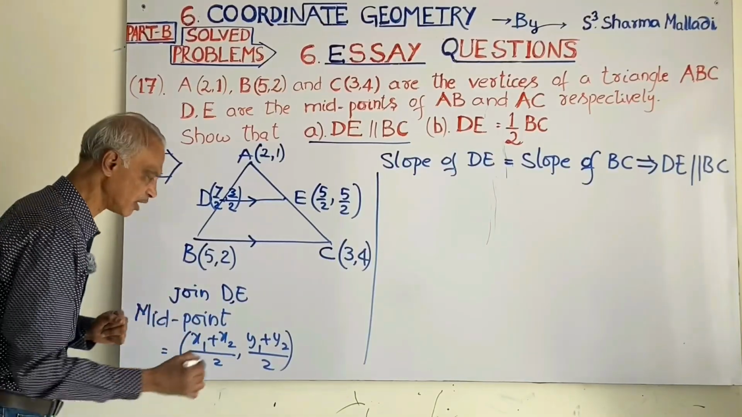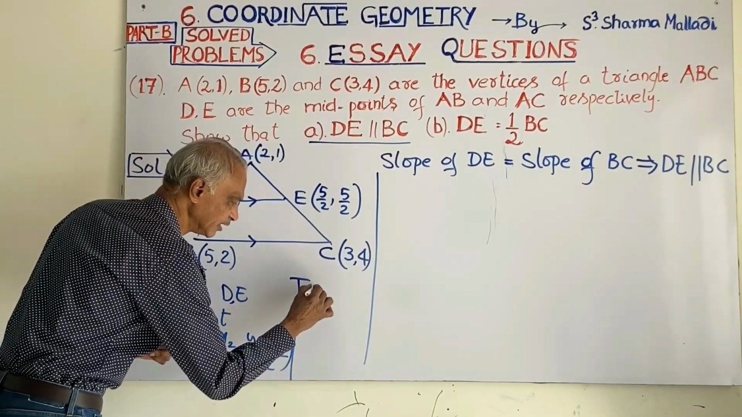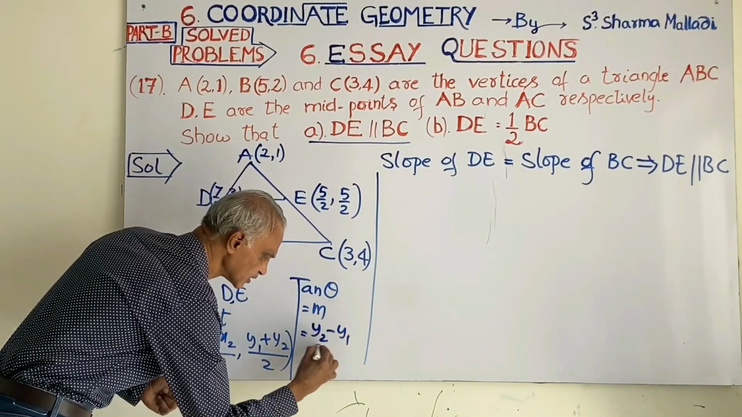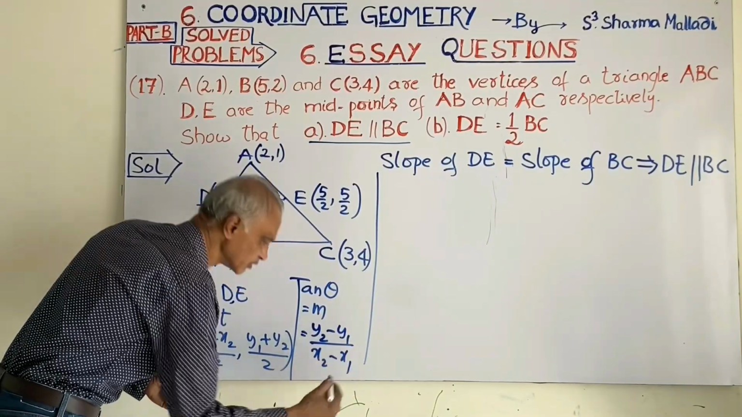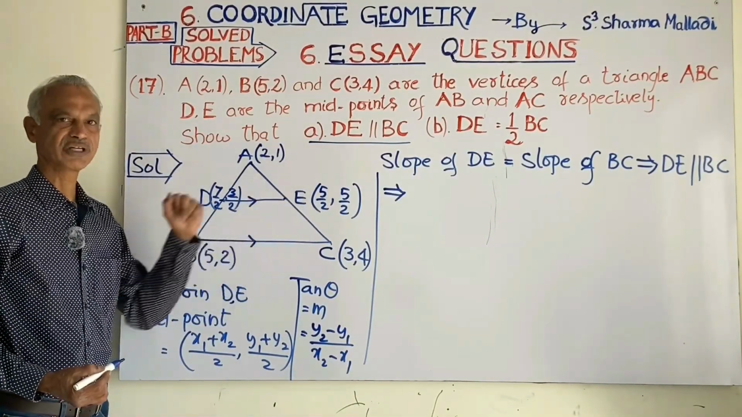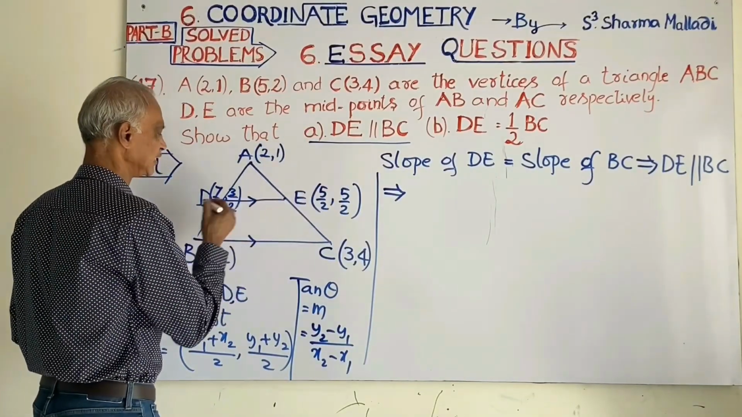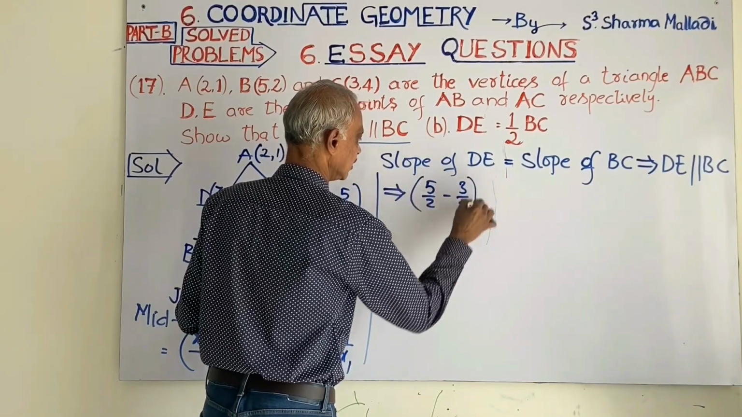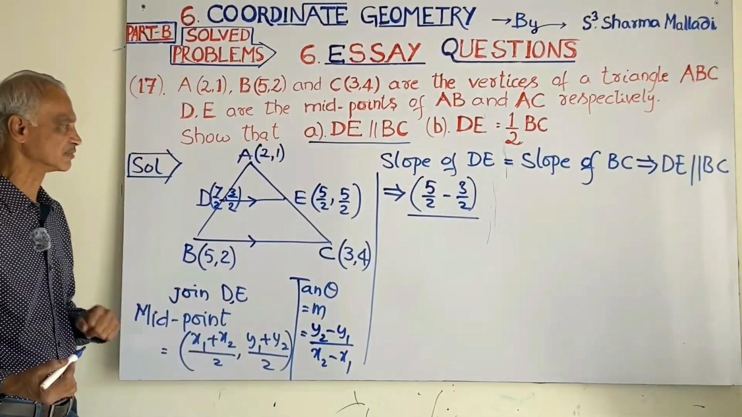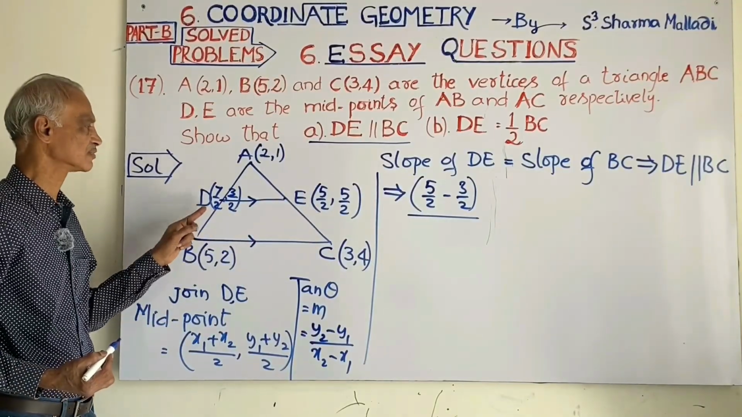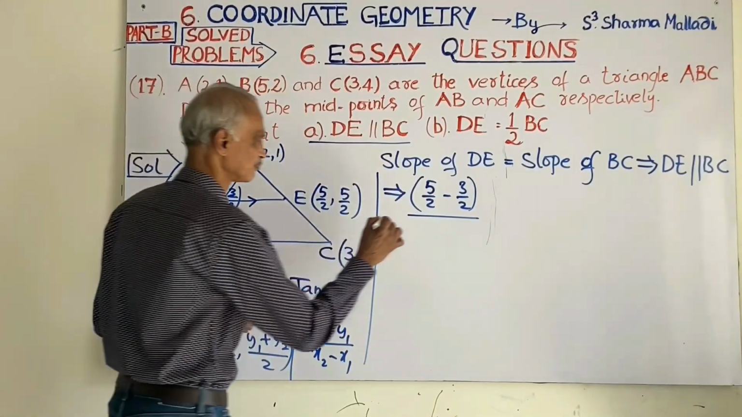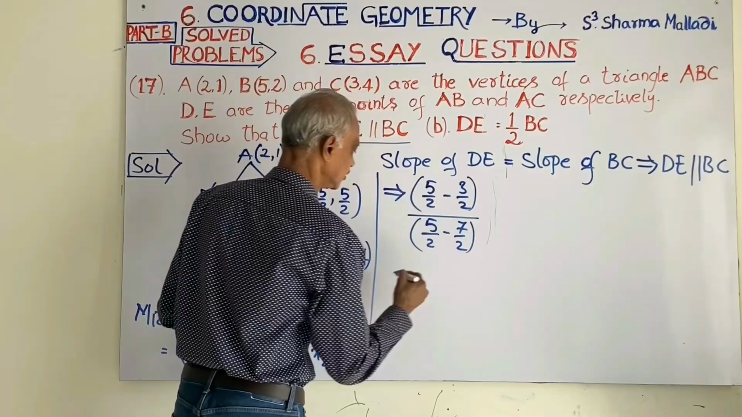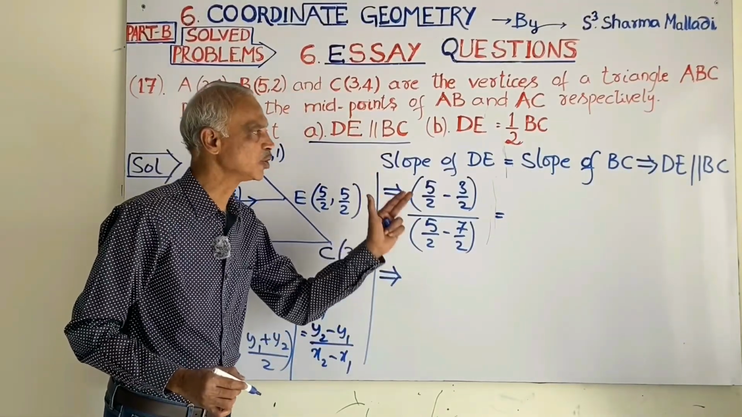First we will find the slope of DE. What is the slope? Tan theta. It is denoted by m, that is (y2 minus y1)/(x2 minus x1). You take (x1, y1), (x2, y2). y2 minus y1 is 5/2 minus 3/2, divided by x2 minus x1. This is x2 and this is x1: 5/2 minus 7/2. We will simplify afterwards.